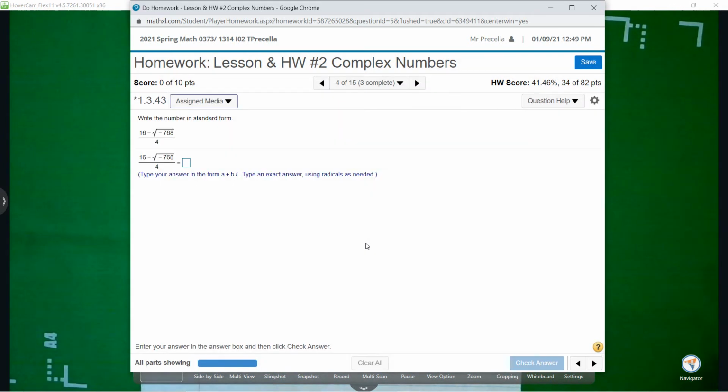Let's do another one. Oh, that has some big numbers there, doesn't it? Okay, let me write it down. Problem 4 is 16 minus the square root of negative 768, all over 4.